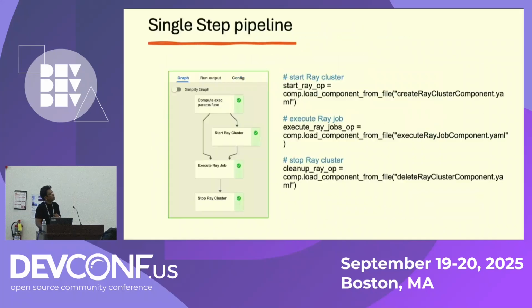Okay? So this is how the single step pipeline looks, where you start and see what resources are required, then start a Ray cluster, execute a job, and stop the Ray cluster, where these are all shared components being used by all the jobs, right? So all jobs more or less look like this. They bring up a Ray cluster of a different size, then execute a job, and then bring down the cluster.